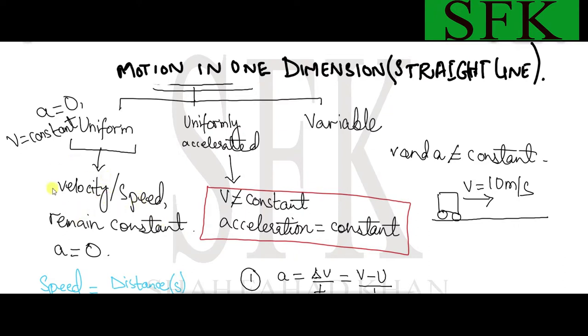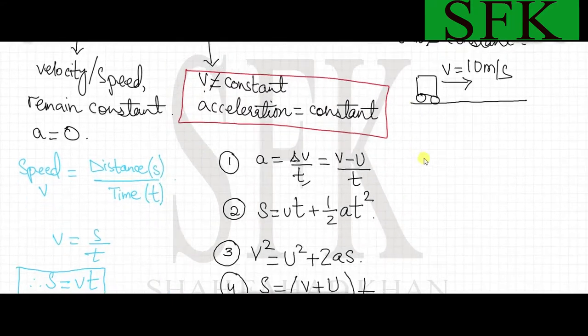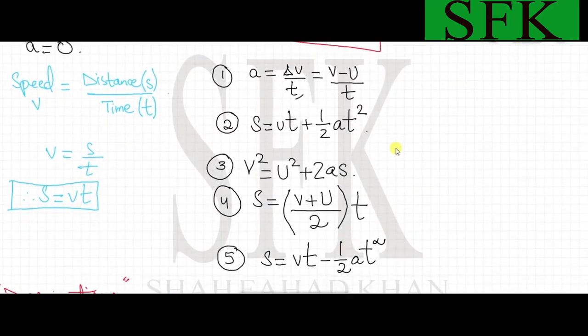So when the velocity stays constant, acceleration obviously becomes zero, because acceleration is the change in velocity upon time. When the velocity is not changing, acceleration becomes zero. The second type and the most important type is the uniformly accelerated motion. This is the motion in which the velocity changes. The velocity is not constant, but rather the acceleration is constant. And in such a motion, the equations of motion are applicable.